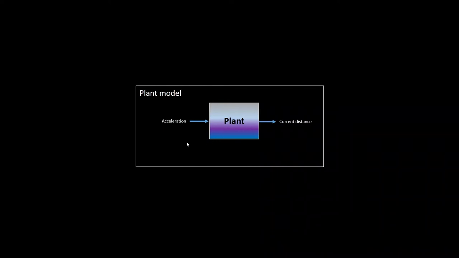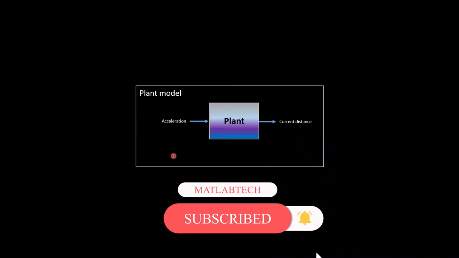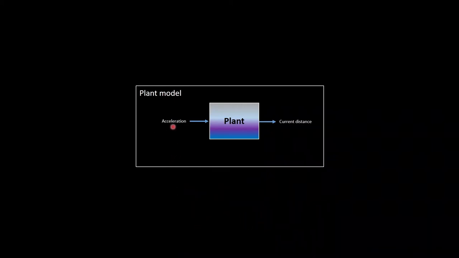We will go through the plant modeling and how a plant model is used in a Stateflow or Simulink environment to interact. Usually the plant model takes the acceleration as an input, which is given from the Stateflow chart, and the plant model gives the distance as the output. Here the plant is considered to be the vehicle which we are sitting on, and its sensor output gives the corresponding measurements.